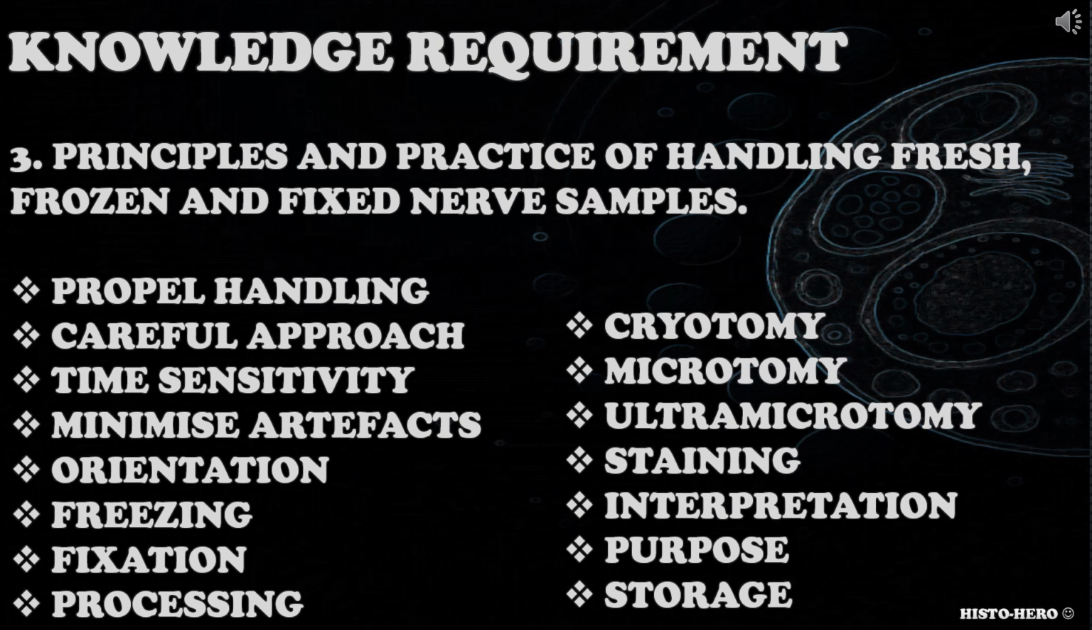The third knowledge requirement is principles and practice of handling fresh, frozen and fixed nerve samples. Candidate needs to have the knowledge and understanding about handling fresh, frozen and fixed nerve samples. You could ask the candidate to explain how they would handle fresh, frozen and fixed nerve samples, to explain the difference between them, to name risks associated with various handling methods.